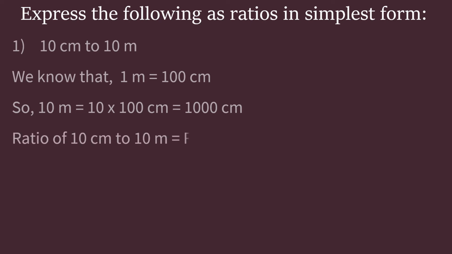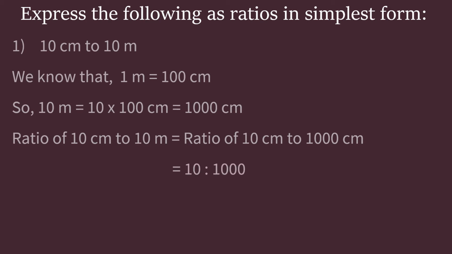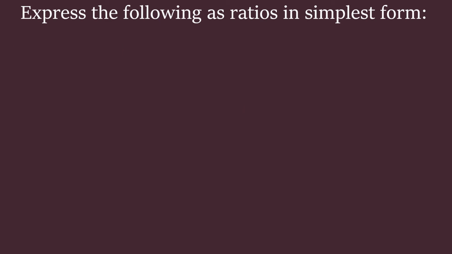So ratio of the 10 centimeter to 10 meter is equal to ratio of 10 centimeter to 1000 centimeter, which is equal to 10:1000. To simplify, write it as fraction, that is 10 upon 1000. Cut 0 by 0. We get 1 upon 100, which is in the lowest form. And the ratio form of 1 upon 100 is 1:100. Let us solve one more question.